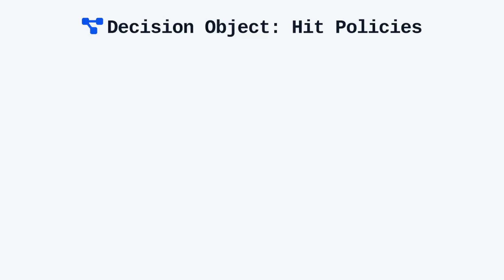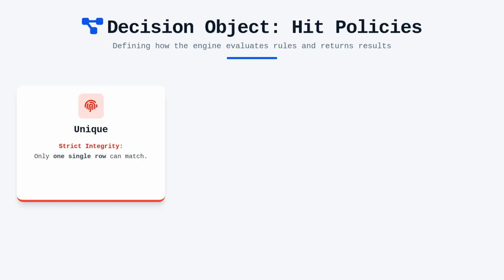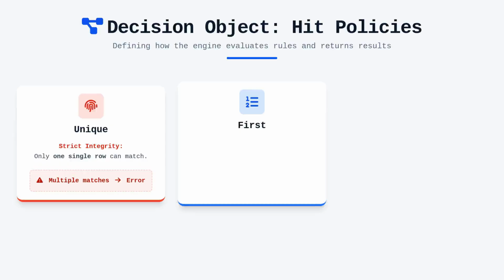At the heart of the decision object is the concept of hit policies, which dictate how the engine evaluates rows and returns results when multiple rules might match the input criteria. If you select the unique hit policy, you are asserting that only one row can possibly match the input parameters. If more than one matches, the object will return an error, which serves as a robust mechanism for enforcing strict data integrity rules. The first hit policy, by contrast, takes the output of the first row that evaluates to true and ignores all subsequent rows, providing an intuitive top-down approach for cascading logic.